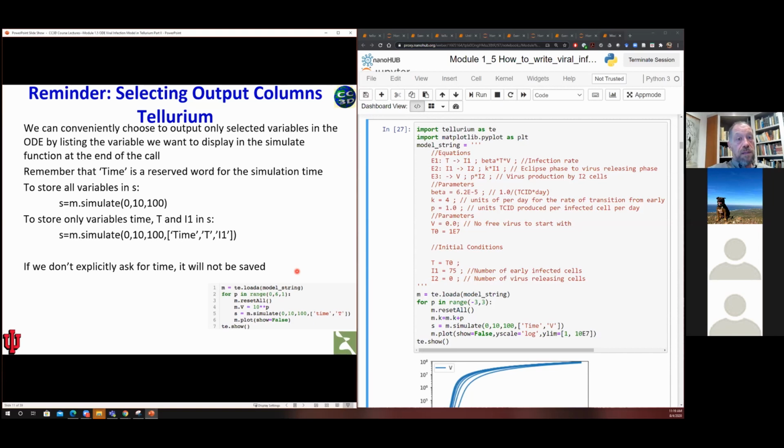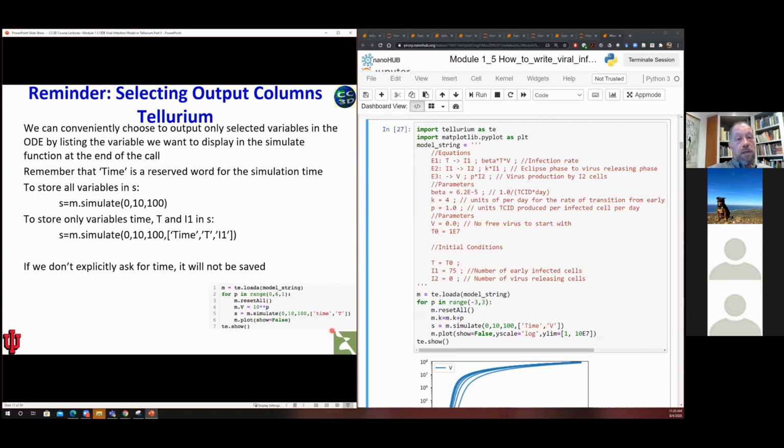We also built this little simulation function for doing a parameter scan. In this case, we used range. I tend to use arange myself, more numpy arange. For p in range, 0, 6, 1. Remember that will go from 0 to 5 in Python syntax. We reset the simulation, m.reset all. You can also use m.reset, which resets just the time and does not change parameter values. And then we use the assignment feature, m.v resets the initial value v in simulation. And then we rerun the simulation. We use m.plot with show equals false. Show equals false tells us to overlay the plots one on top of each other. And then we use te.show to show the plot, which has all of the data sets put on top of each other. So that's a very simple way to do parameters.